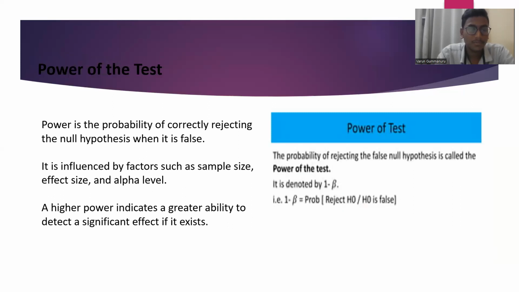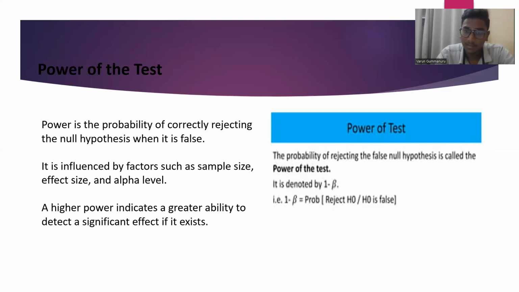Next, we will discuss power of the test. Power is the probability of correctly rejecting the null hypothesis when it is false. It is influenced by factors such as sample size, effect size, and alpha level. A higher power indicates a greater ability to detect a significant effect if it exists.